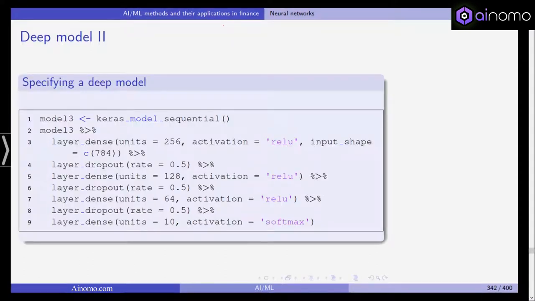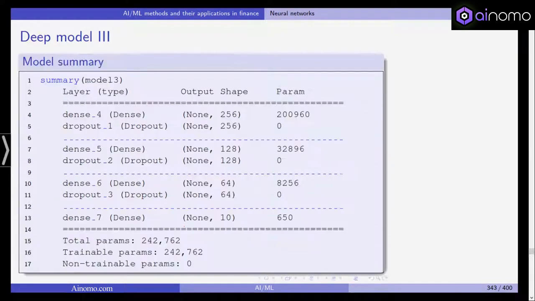It's model 3. Again, it's fitted sequentially, and as you can see, we have layer dense. We start with 256 neurons, the ReLU activation function. We use dropout, then we use 128, again dropout, 64, and finally we have our output layer with 10 binary response variables, and then we use the activation function softmax.